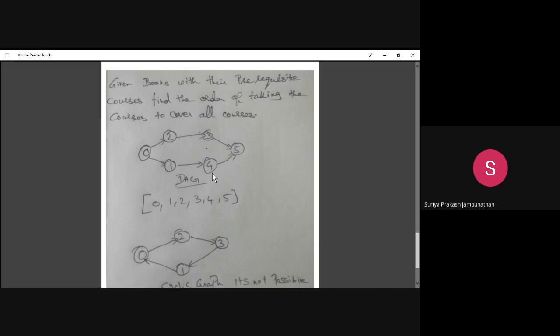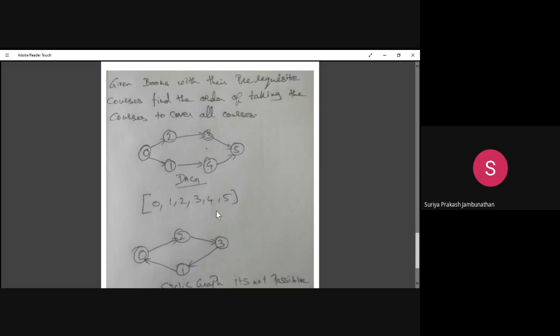At last we are going for 0 out degree. 0 out degree we are having 5. 5 will come at last, every time 5 will come at last. Okay, so this is the way we identify the solution for the given graph. So given the directed acyclic graph, the solution is 0, 1, 2, 3, 4, 5.